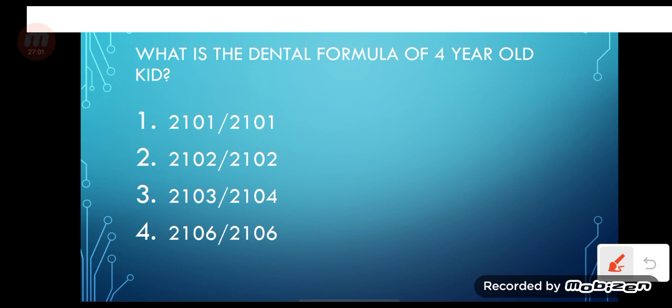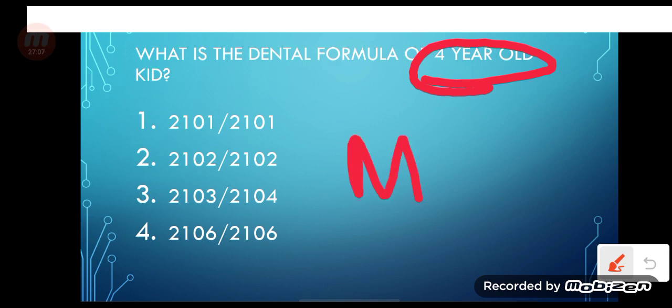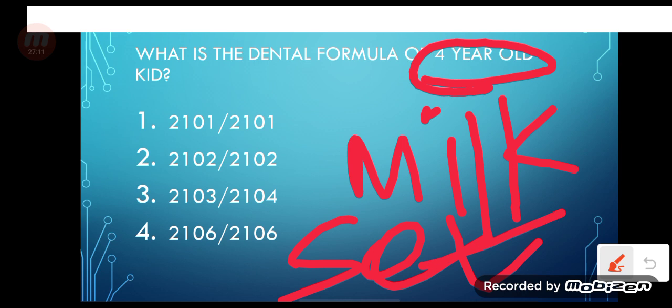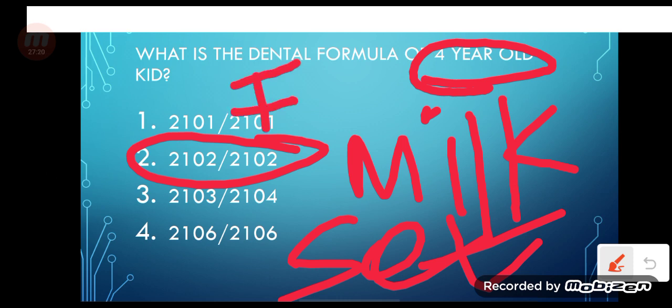Next one is, what is the dental formula of a 4-year-old kid? He will have milk set. First we have to identify the set they will have. Milk set. What is the formula of milk set? 2102 by 2102, because incisors are same, canines are same, but premolars are absent and molars are only 2.